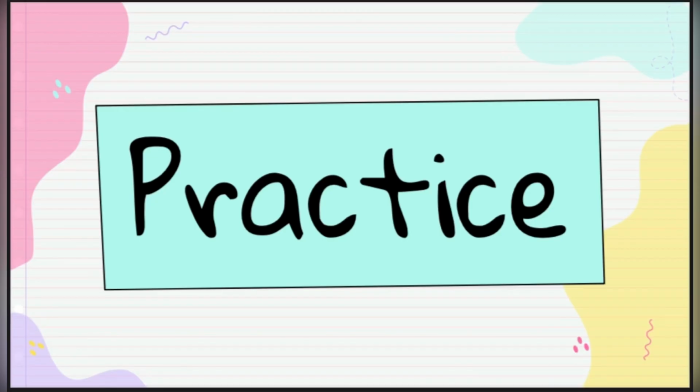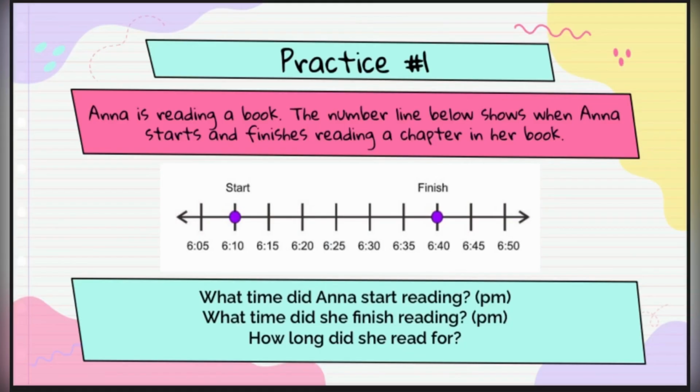Now it's time for practice questions. Please pause the video to answer the questions. Practice 1. Anna is reading a book. The number line shows when Anna starts and finishes reading a chapter in her book. What time did Anna start reading? PM. What time did she finish reading? PM. How long did she read for?